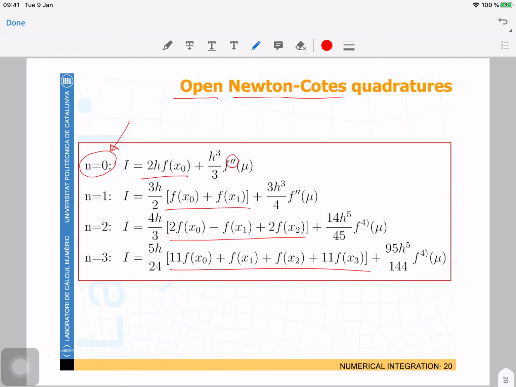Here also the order of the quadrature you can see in the error term: it is order 1 and 1 here, and 3 and 3 here. So you see that for n 0 and 1 we have the same quadrature order, and for n 2 and 3 we also have the same.